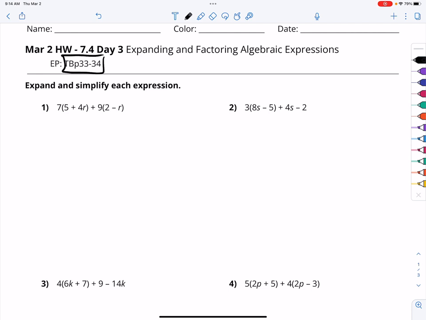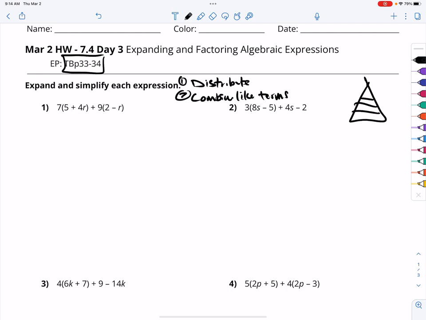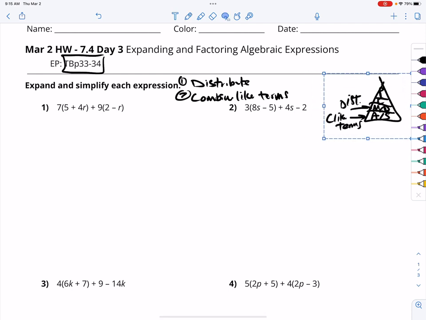When we expand and simplify each expression for 1 through 4, what that means is we need to distribute first, and then once we distribute, we need to combine like terms. The reason we do it in that order is that according to our order of operations pyramid, we have parentheses, exponents, multiplication, and division. This is where we find the distribution, and then in the addition and subtraction, this is where we combine like terms. It's really important because mathematically that's the only thing that makes sense here.